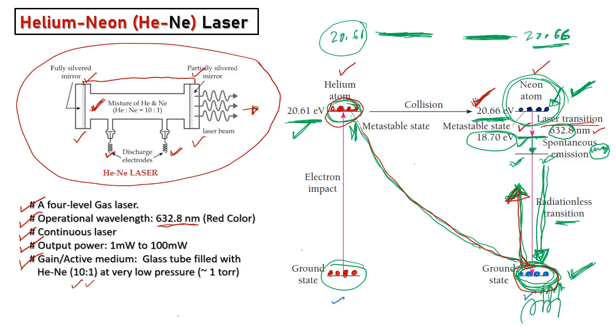That is, more and more neon atoms are there in the metastable state as compared to this level, which is another metastable state, and as compared to this or this or this, there are more atoms in this metastable state, so population inversion is achieved. And then we have a lasing transition by stimulated emission from this level to another level, which is 18.76 electron volt, and this wavelength is 632.8 nanometer.